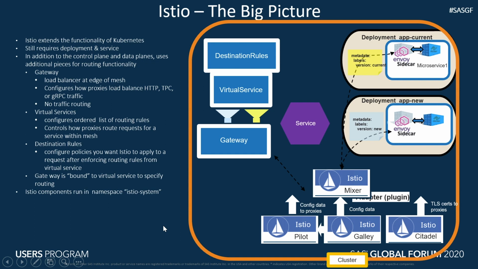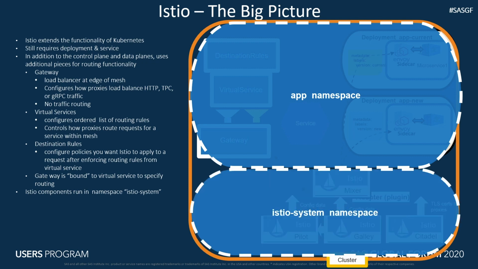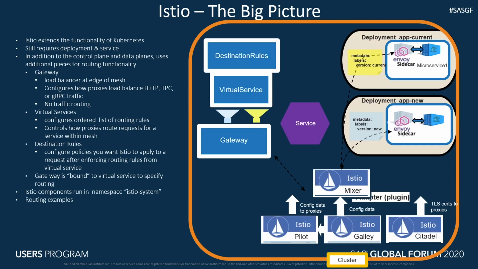So the Istio components do run in a separate namespace within Kubernetes, one called istio-system when you install it. That is where the pieces of Istio exist, apart from the application namespace, or whatever namespace you have for your product. And then there's the istio-system namespace, where the main core parts of Istio live and run.